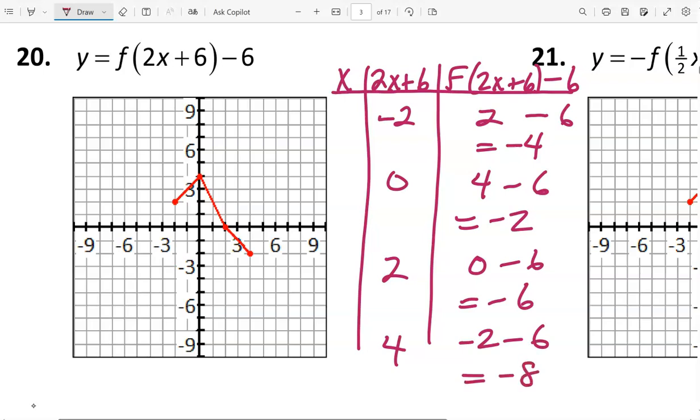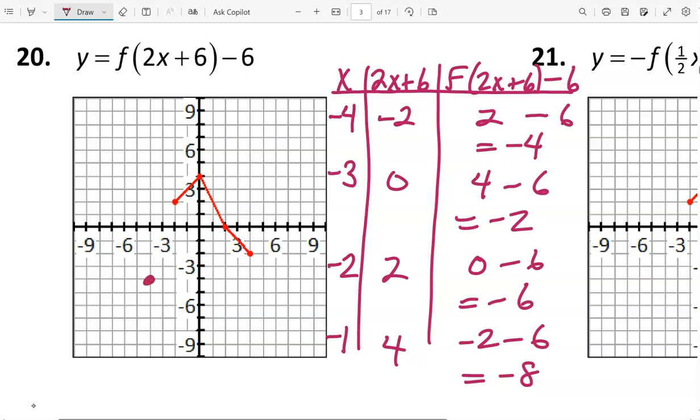If 2x plus 6 is equal to negative 2, solve that equation by subtracting 6 and then dividing by 2, and that will give us negative 4 as an x value. 2x plus 6 equals 0. We can solve by subtracting 6 and dividing by 2. That would give us negative 3. If 2x plus 6 is equal to 2, then x is negative 2. If 2x plus 6 is equal to 4, then x is equal to negative 1. Now let's graph those points. Negative 4 comma negative 4.